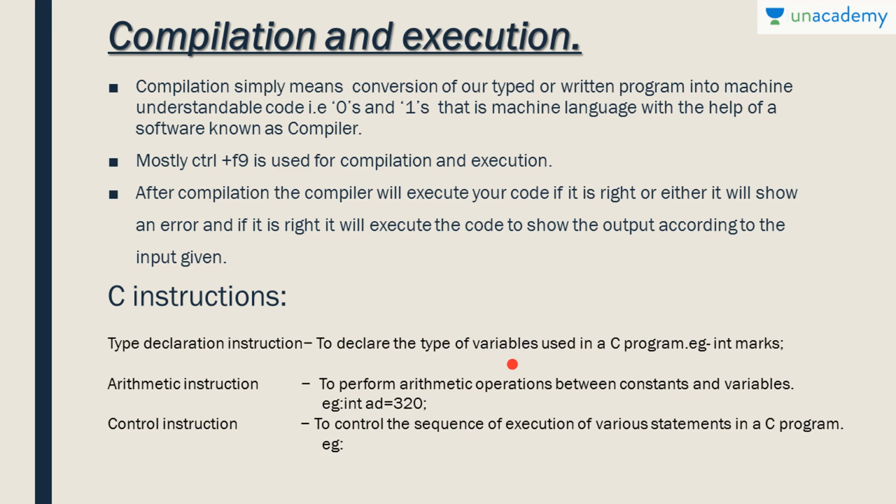To declare the type of variables in a C program, for example int marks, means marks is a variable having integer data type. Then arithmetic instructions perform arithmetic operations between constants and variables. For example, int ad = 320 means ad is a variable of integer data type having the specified value 320. And as I told you, every C statement ends with a semicolon.